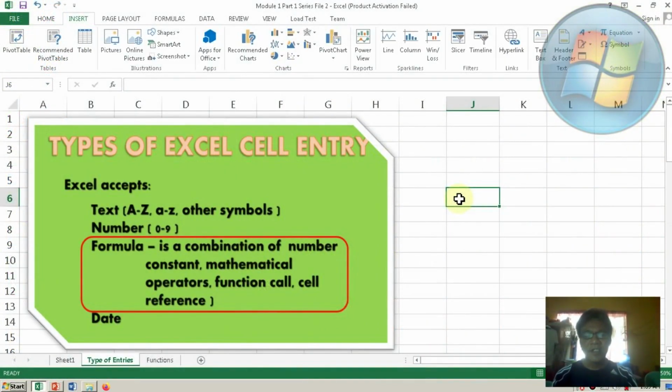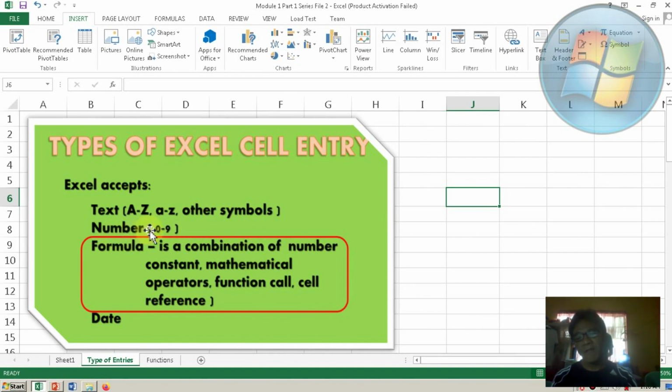Alright guys, we'll discuss another topic on our tutorial. Now this time we will take up types of Excel cell entry. Now normally there are main categories of entries in Excel. Text from A to Z, capitalized and small letters, and small symbols. These are machine generated through the Windows interface.